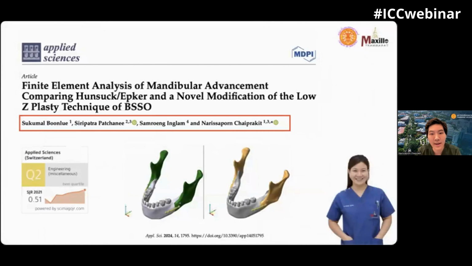And we also have a study on finite element analysis of mandibular advancement in Class 2 patients, comparing what happened between the NM-LowZ and Hunsuck-Epker techniques. And she is Dr. Sukumar. She is also my master's degree program student. She just graduated.